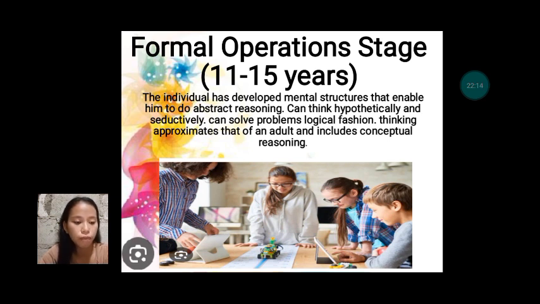Let's take for example, a student forms a hypothesis about a science experiment. They predict potential outcomes, systematically test the hypothesis, and then they analyze the results. So, the ability to form hypotheses, conduct experiments, analyze results, and use deductive reasoning.